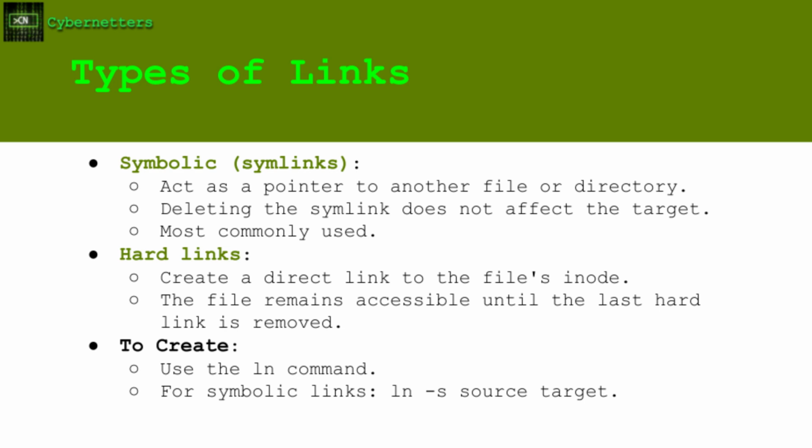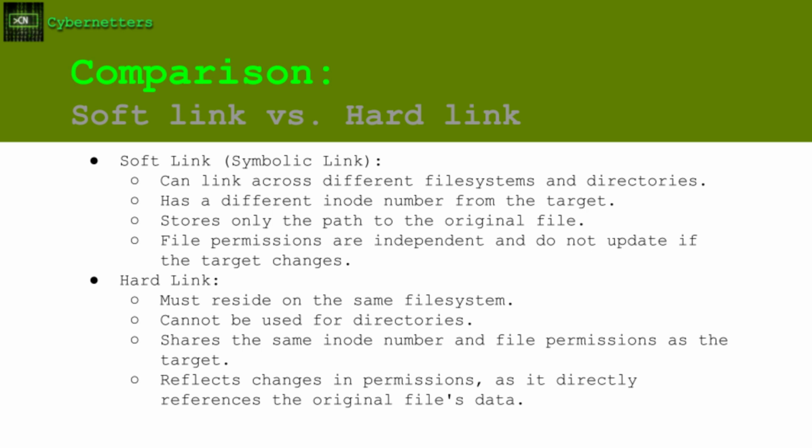In order to create a link, you use the ln command. For symbolic links you use ln -s source target, and for hard links you just remove the -s to do ln source target. So if you need a quick shortcut, use a symlink, and if you need a true duplicate that won't break, use a hard link. Let's briefly explain the comparisons between a soft and a hard link.